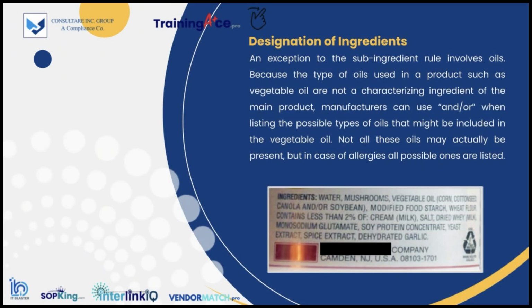Designation of ingredients. Oils. An exception to the sub-ingredient rule involves oils, because the type of oils used in a product such as vegetable oil are not a characterizing ingredient of the main product. Manufacturers can use "and/or" when listing the possible types of oils that might be included in the vegetable oil. Not all these oils may actually be present, but in case of allergies, all possible ones are listed.